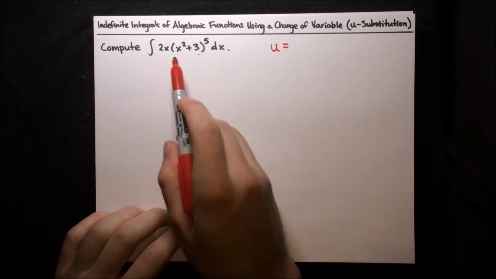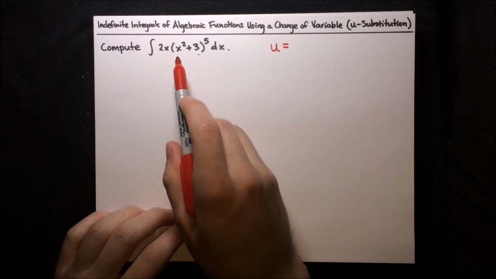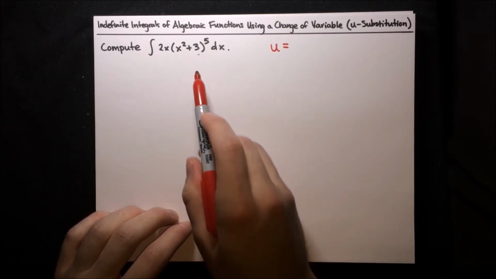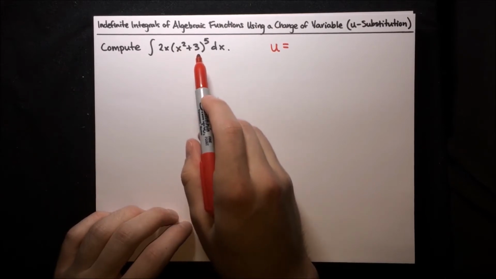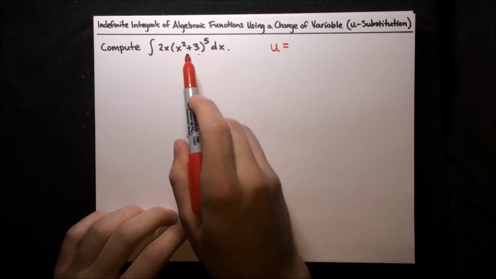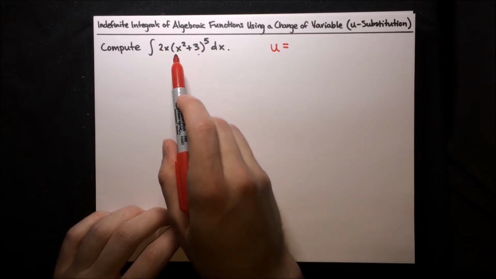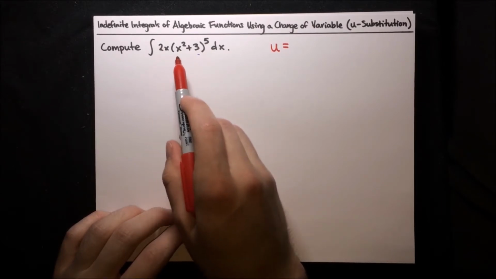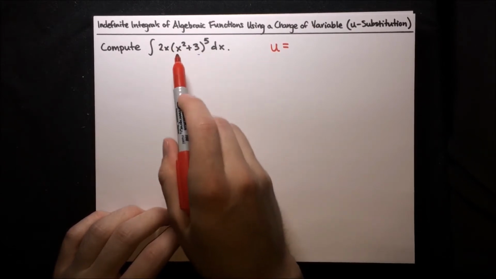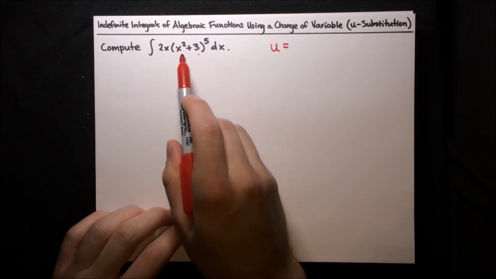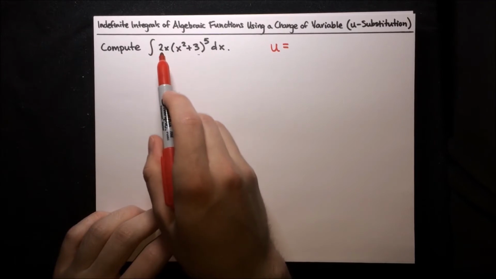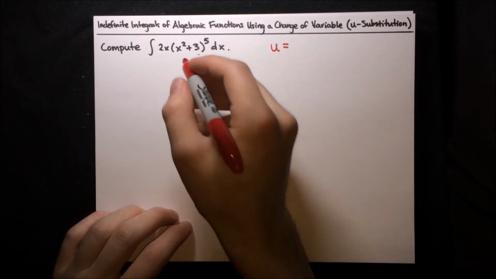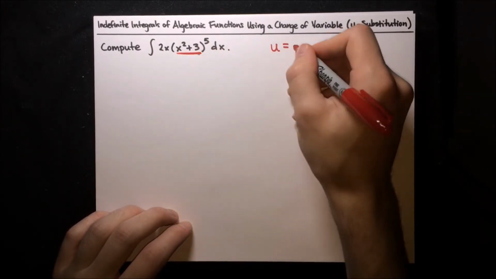So looking at this integral here, 2x times the quantity x squared plus 3 to the 5th, the hard part about this integral is the x squared plus 3, the quantity to the 5th power. That's what's making the integral hard. So let's see if there is a derivative somewhere. If we were to take u equals x squared plus 3, then does the derivative of that appear also? Well, the derivative of that is just 2x, and hey, that appears over there. So why don't we do that? Let's take u equals x squared plus 3.